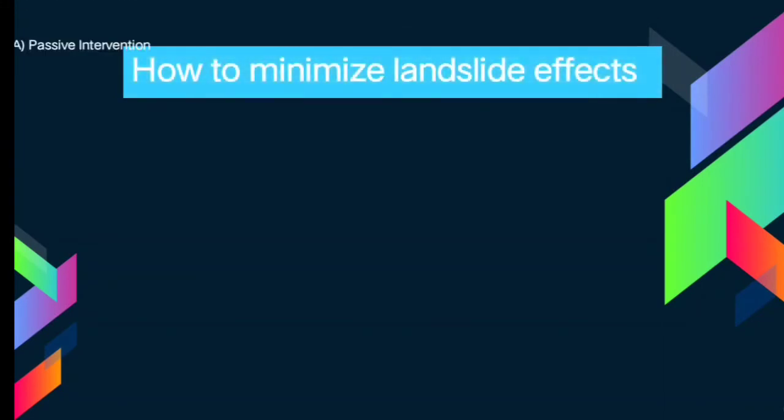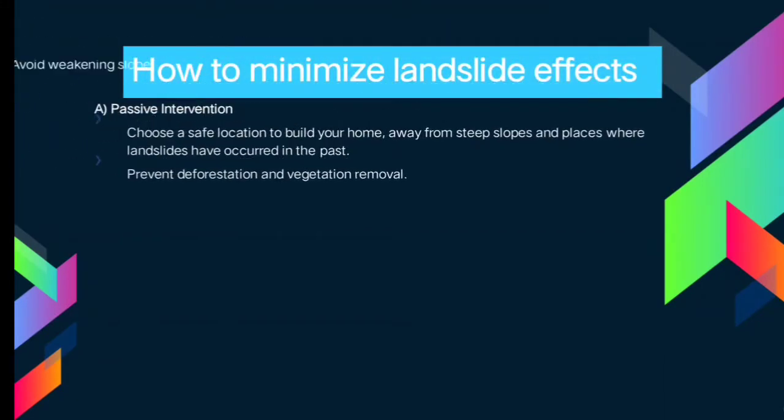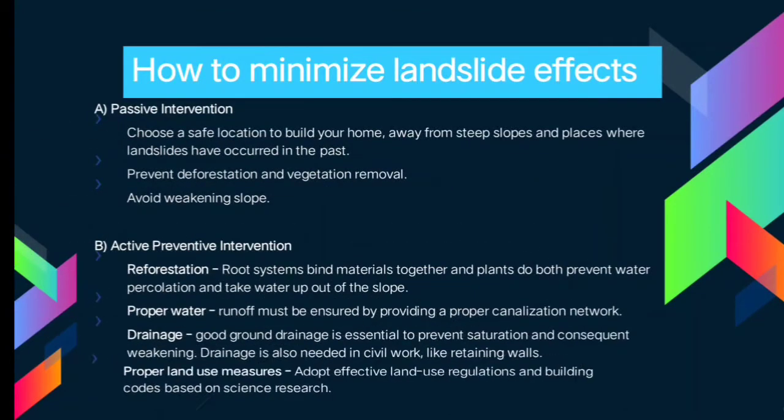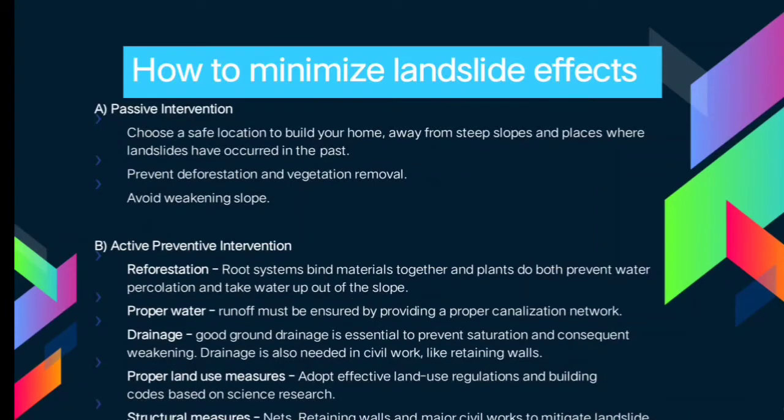How the effects of landslides can be minimized. Passive intervention techniques are cost effective and continually available within an environment. A safe location has to be chosen for building construction, steep slopes should be avoided, and the places where landslides have occurred in the past should also be avoided. Prevent deforestation and vegetation removal, plant more trees. Addition of water from rainfall and snow melt adds weight to the slope and it causes weakening of slopes, which should also be avoided. And active preventive intervention techniques are as follows.